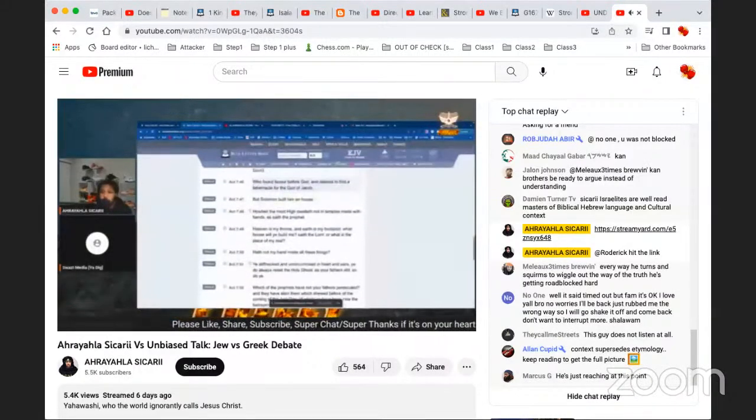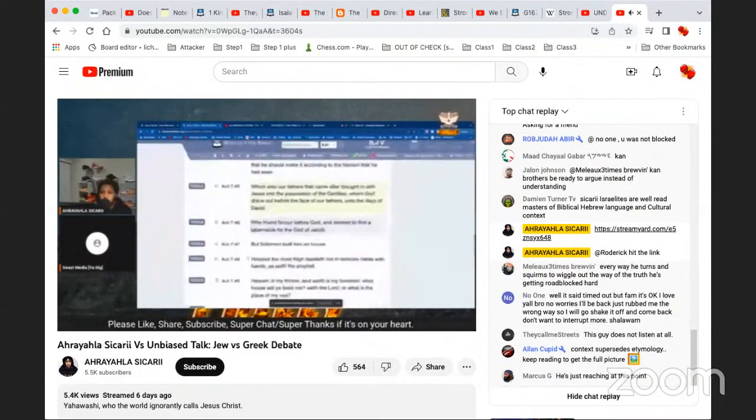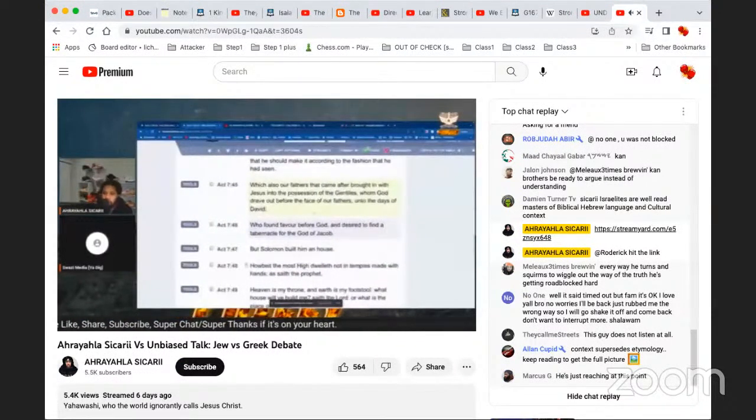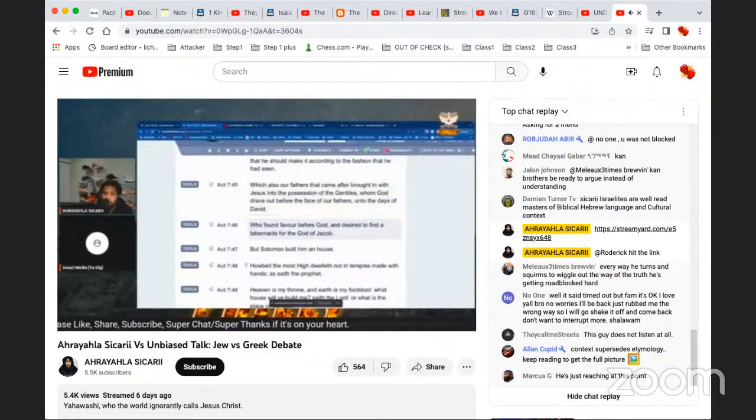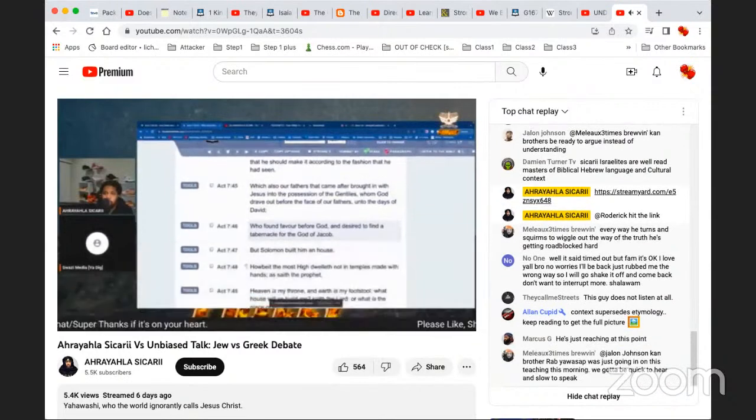Make that bigger. Let me see. Okay, it says, which, good. All right, that's perfect. Which also our fathers that came after brought in with Jesus in the possession of the Gentiles, whom God, so it's telling you who God drove out. He drove these Gentiles out before the face of our fathers until the days of David. So these are not the Israelite Gentiles. So can you click that, Tools?